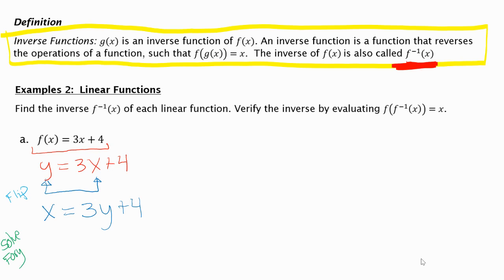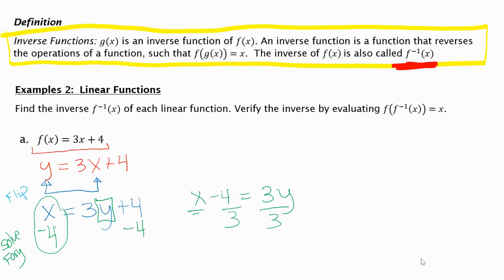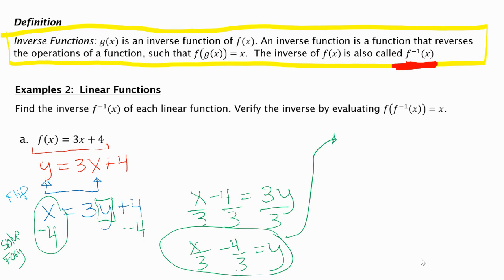So to solve for y, I'm first going to subtract 4. If I put this together, x minus 4 aren't like terms, so I'm going to rewrite that over here. I have 3y. I'm now going to divide every term by 3. And so I have x over 3 minus 4/3 equals y. And this is actually going to be my inverse, right? But I'm going to rewrite it so it actually answers the question. So I'm going to now rewrite it as the inverse, and then I'm just going to rewrite what I just found.